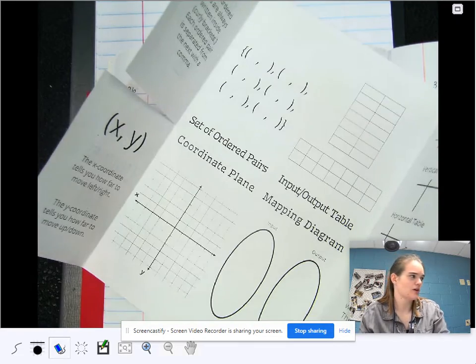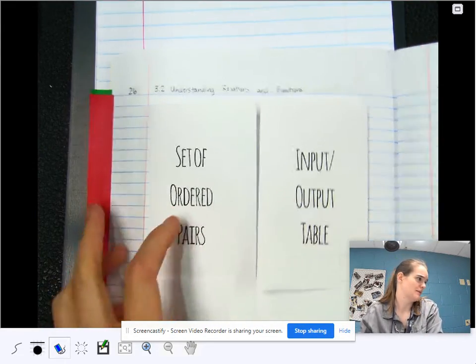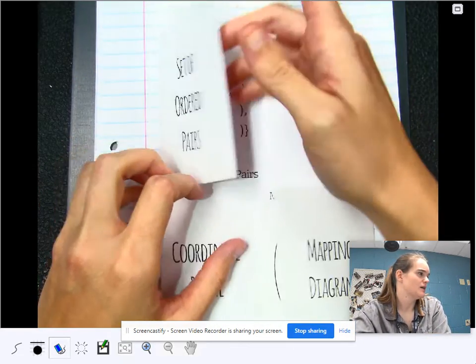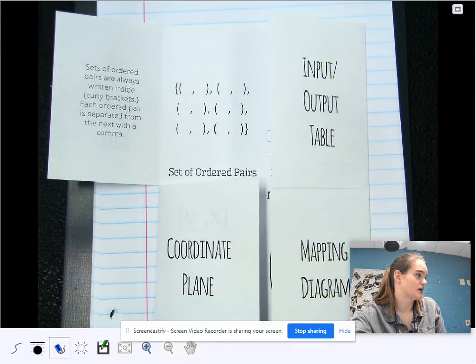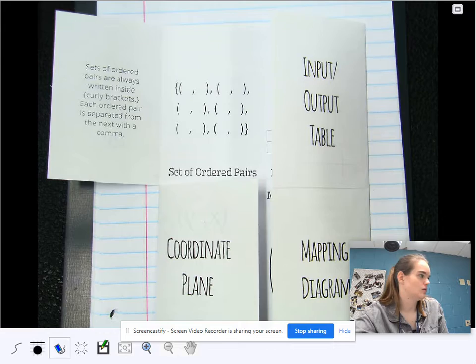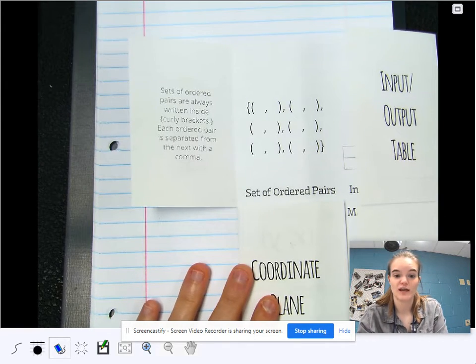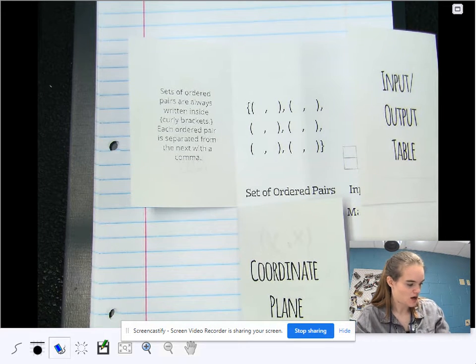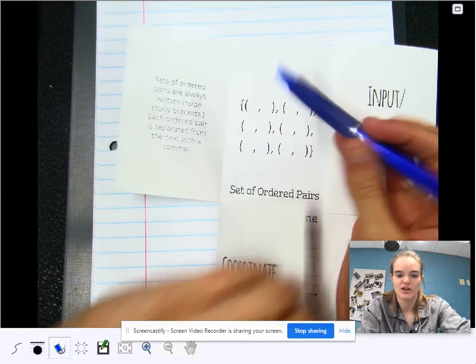Okay, and then we're going to talk about the different ways that you can have a relation. I'm going to put my notebook to the side for now and just write on this foldable. First of all, there is a way to have a relation, and that is a set of ordered pairs. When you ask where I'm getting these, I'm just going to be making them up. A set of ordered pairs are always written inside curly brackets.